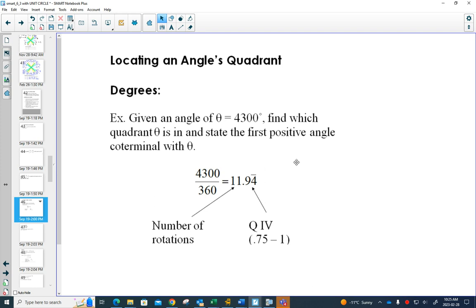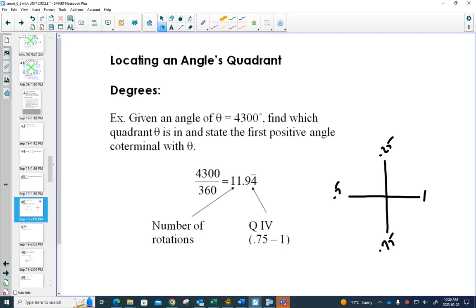So if you had a calculator, you could take 4,300 degrees and divide it by 360 and find out that it is 11.94 rotations, almost 12 full rotations. And the decimal part is between 0.75 and 1, because if you split your 4 quadrants up, this is a quarter away, this is halfway around, this is 3/4, that's all the way around. Does it make sense that having that 0.94 is telling us it's in quadrant 4?